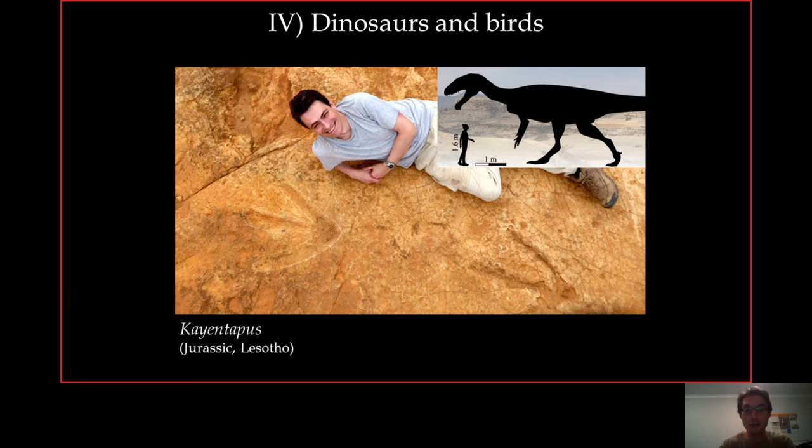And in southern Africa, we also have very large theropods. Syntarsus and Incubsaurus are very small theropods, but we do have footprints of a very large theropod called Kayentapus that are found in Lesotho. Based on the size of the footprints, this is the estimated size of the carnivorous dinosaurs that made them. So we are still looking for the body fossil of that animal, but you can already see that this animal was pretty big.